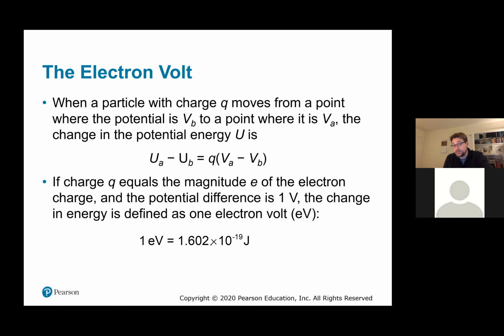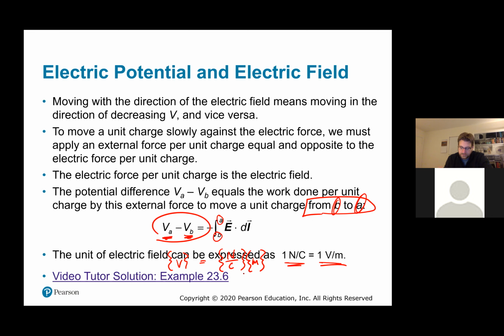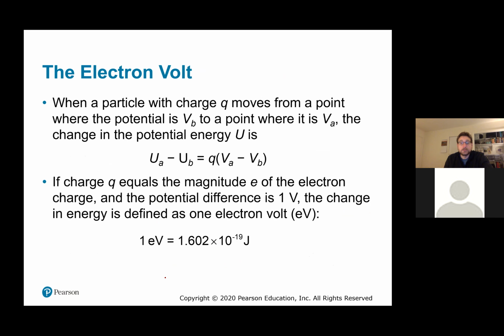It's charges that we're moving. We could define another unit of energy. Volts are good, but if we're moving individual charges, the charge is on the order of 10 to the negative 19 coulombs. That's a ridiculously small number. So maybe if we're moving individual charges, maybe it makes sense to define a new unit.